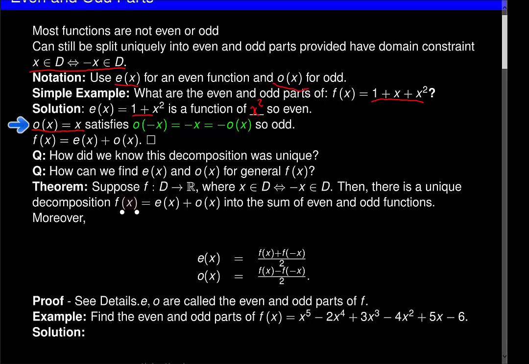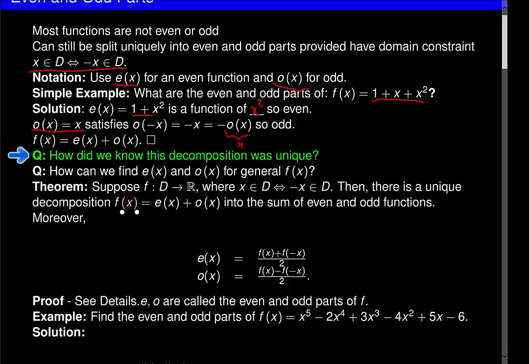That would be a correct statement if it's truly odd. Well, o of minus x is just equal to minus x, which is equal to minus o of x, because with this assignment, o of x is just equal to x, so this is indeed odd. So our simple quadratic polynomial is divided in this way into even and odd parts.